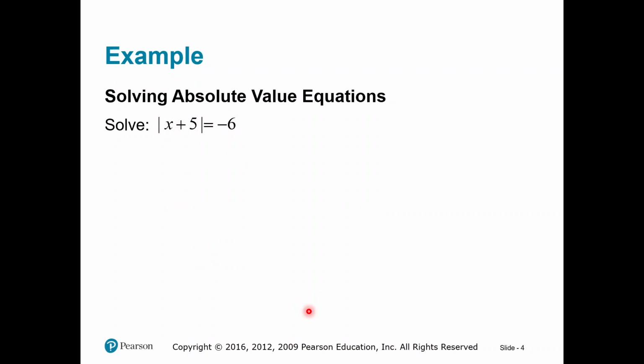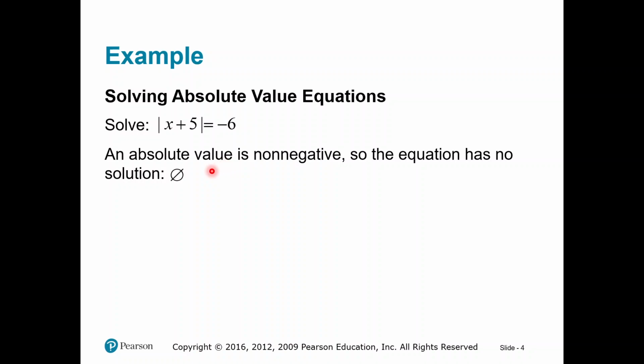What about the absolute value of x plus 5 equal negative 6? One thing to remember is that the absolute value is always positive. This case is negative, so we have no solution.